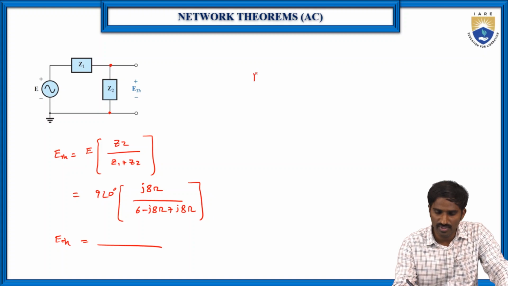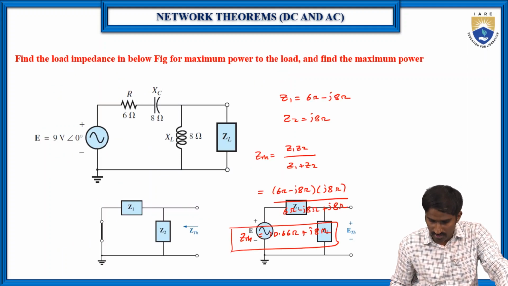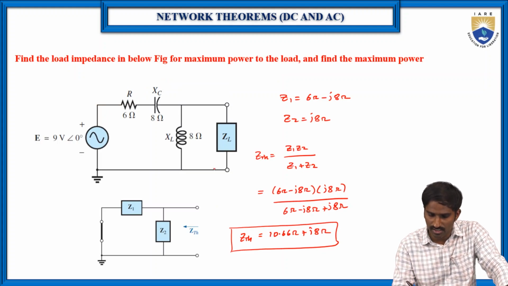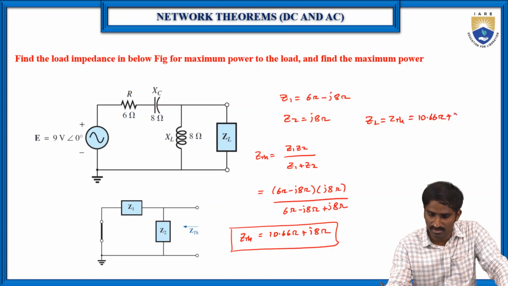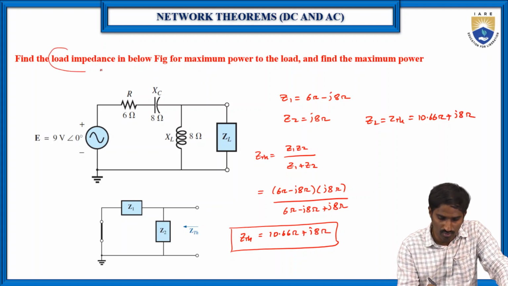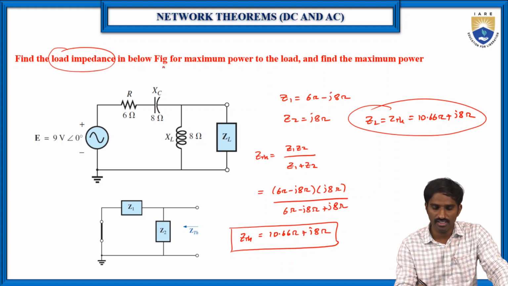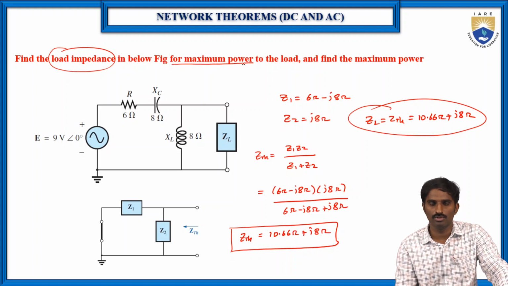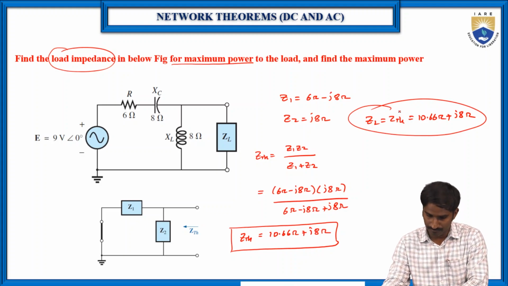So once we find the E Thevenin's and Z Thevenin's value, what is the value of the P? P is equal to I square R. So now what is the ZL value? Here ZL is equal to Z Thevenin's, which is equal to 10.66 ohms plus J8 ohms. So this is the load impedance value, right? Because they gave the condition for the maximum power to the load. The condition to deliver the maximum power to the load is nothing but ZL is equal to Z Thevenin's, right?